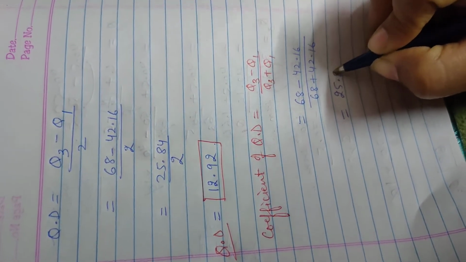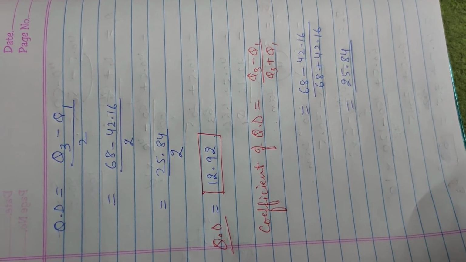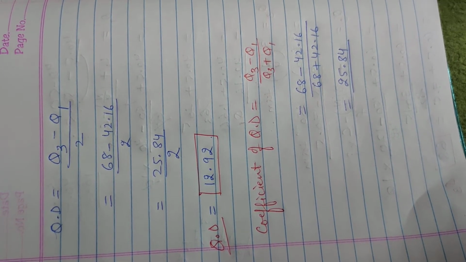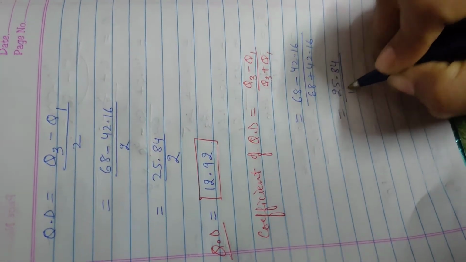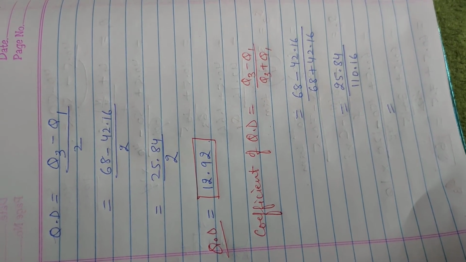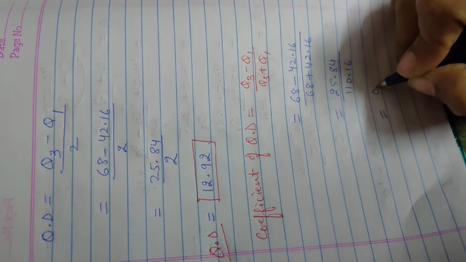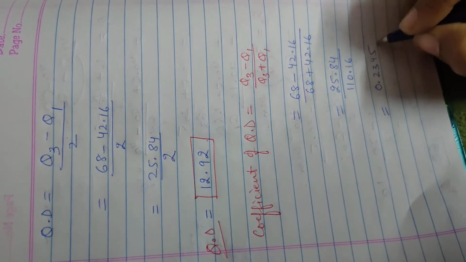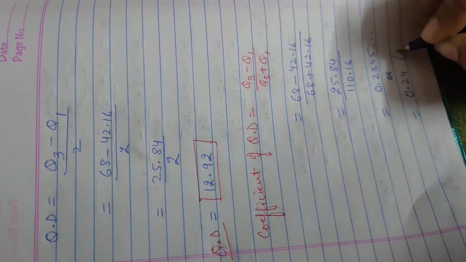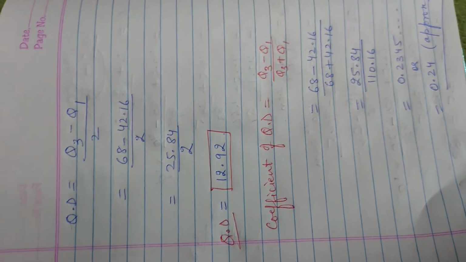This is 25.84 over 68 plus 42.16, 110.16. Now 25.84 divided by 110.16 and you will get 0.2345 and so on. So approx answer will be 0.24. This will be your coefficient of quartile deviation. So that's all.